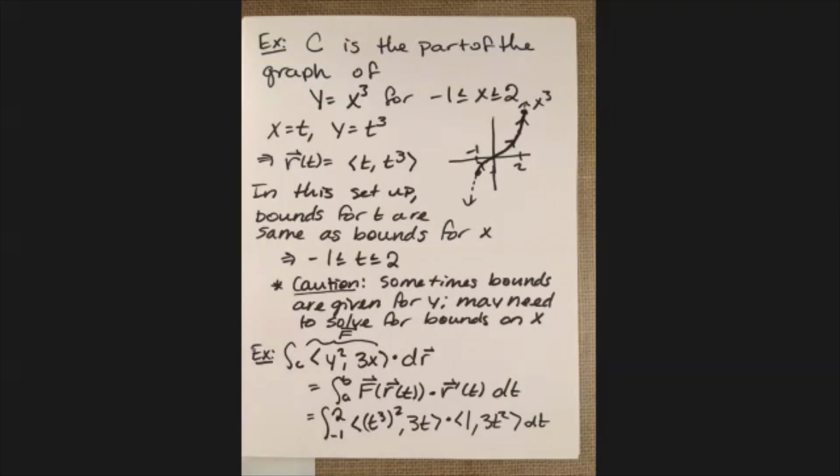But anyway, this is how you find some different bounds when you're parameterizing curves, and then a particularly tricky one when you're looking at a backwards orientation there.